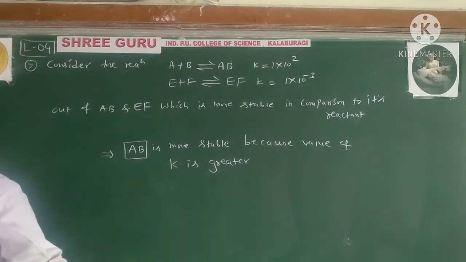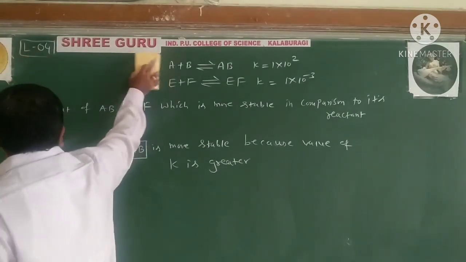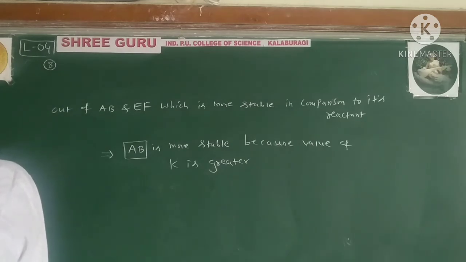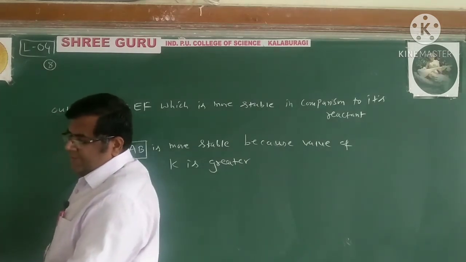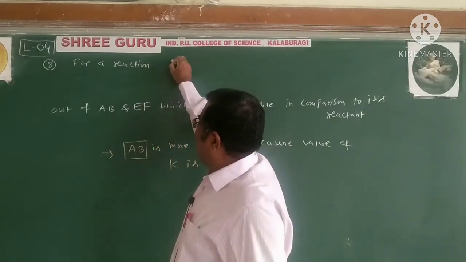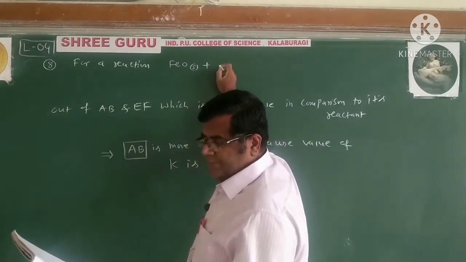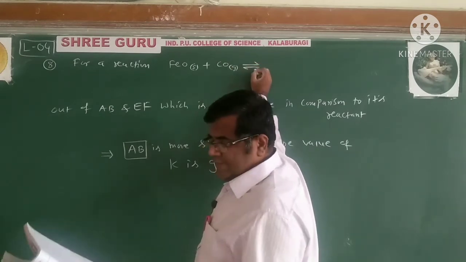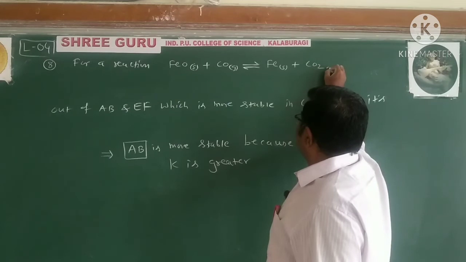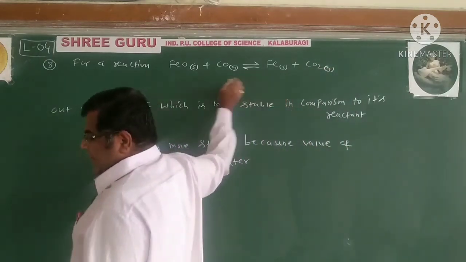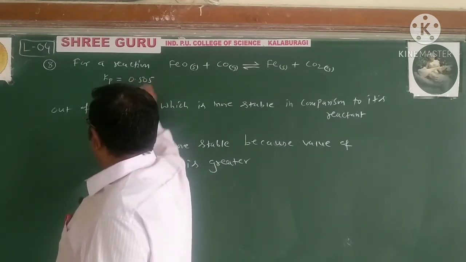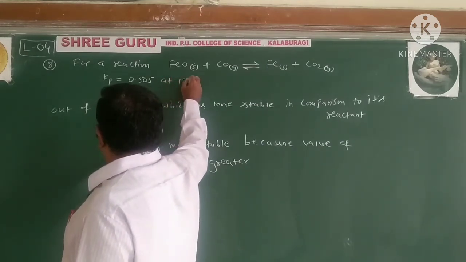Yes, we'll take one more last question for today's class. Question number 8. For the reaction, one reaction is given: FeO in solid state plus carbon monoxide in gaseous state gives iron in solid state and carbon dioxide in gaseous state. Kp equals 0.505 at 1373 K.